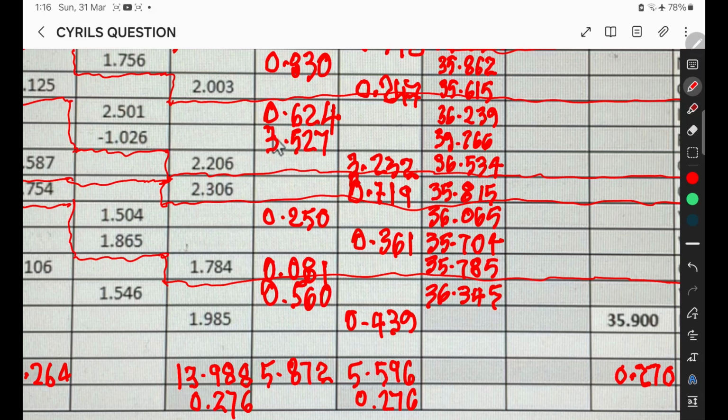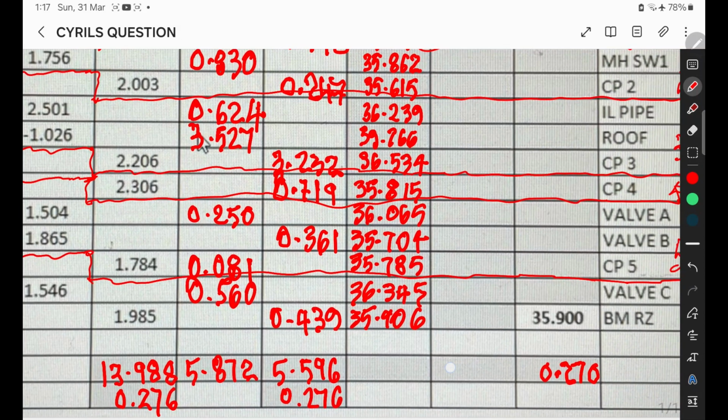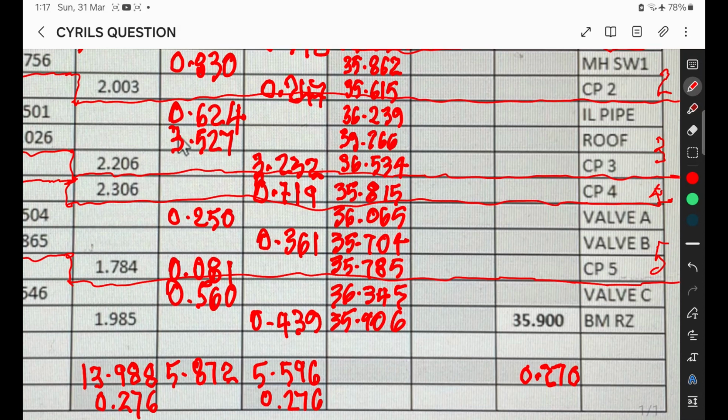And then 35.906, when we subtract 0.439. Now what you can see here is we've got 35.90. That's the true value of benchmark RZ. So from this value that we've got here, we've got to subtract 0.006. Okay, which is good.